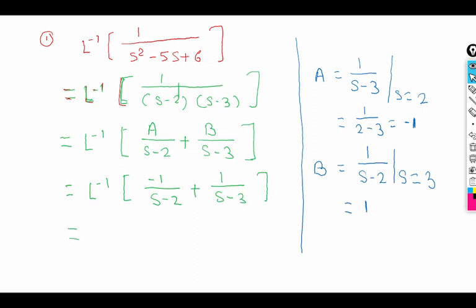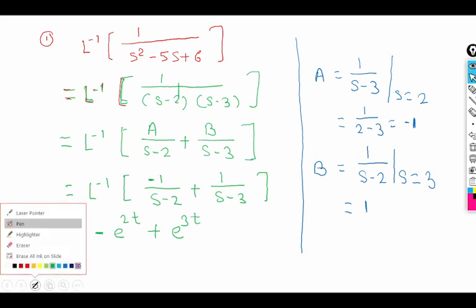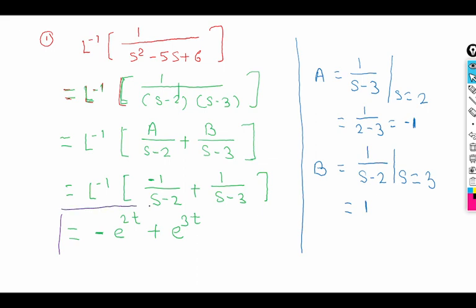We are going to use a standard result. We know the inverse Laplace of 1 upon s minus a is e raised to at. So in this case, minus e raised to 2t. Why this minus? Because already there is a minus in the numerator. Plus the inverse of 1 upon s minus 3 is e raised to 3t. And that is the end of the question. We got the answer, and this one is our final answer.